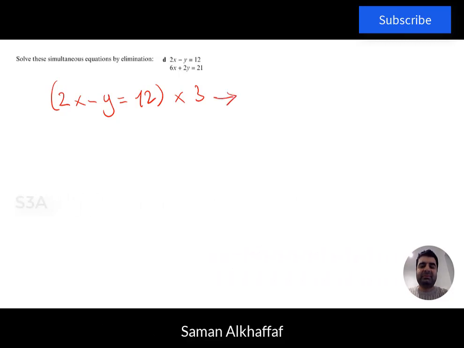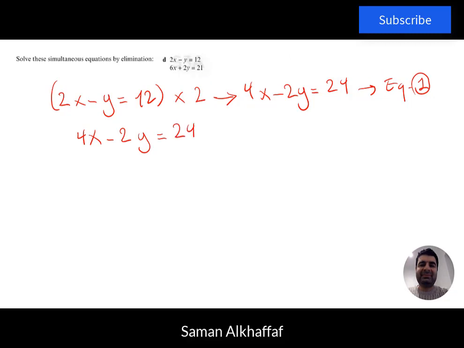So first, multiplying this equation by 2, that would give us 4x minus 2y equals 24. So this is the new version of equation 1. Now we'll try to add it to the second equation. We would have 4x minus 2y equals 24 plus the second equation, which is 6x plus 2y equals 21.